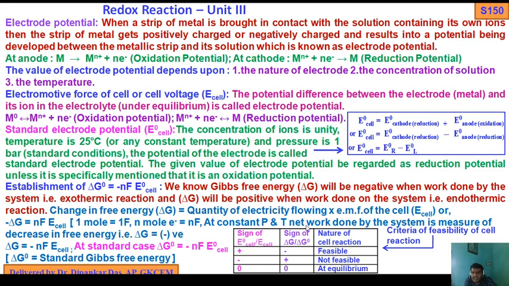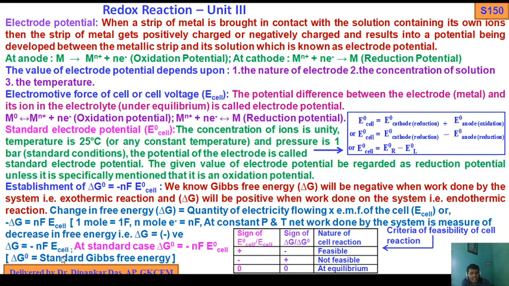At constant pressure and temperature, net work done by the system is the measure of decrease in free energy. So that's why del G is negative. Why do I put a negative sign before del G? Because at constant pressure and temperature, net work done by the system is the measure of decrease in free energy. So we can write del G equals minus nF E cell.